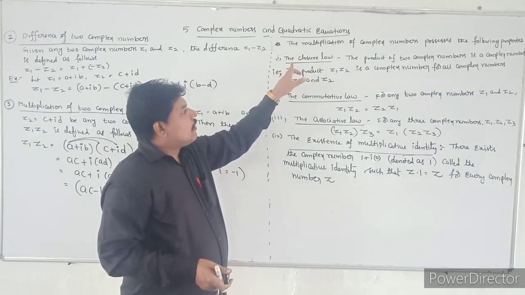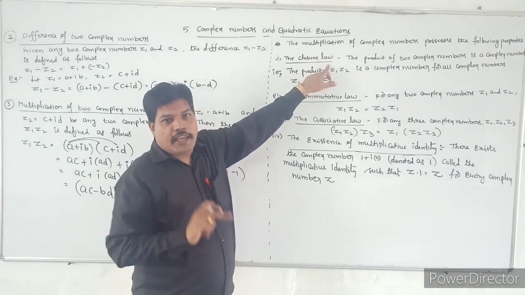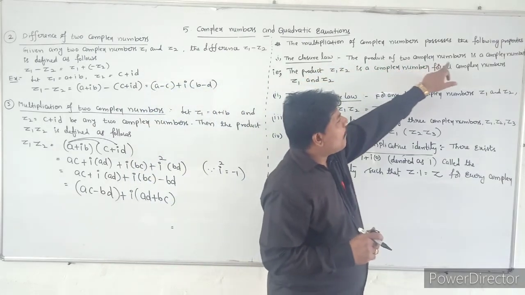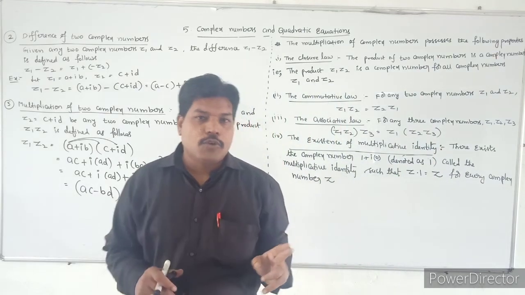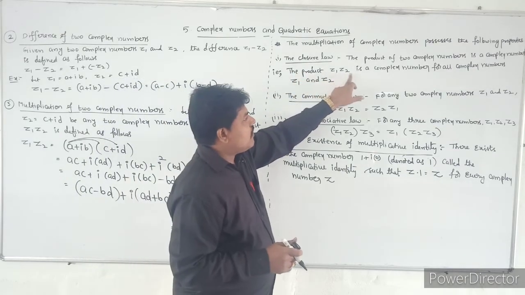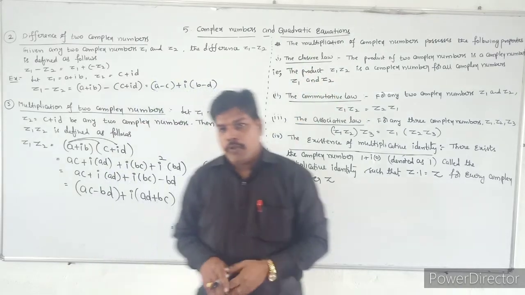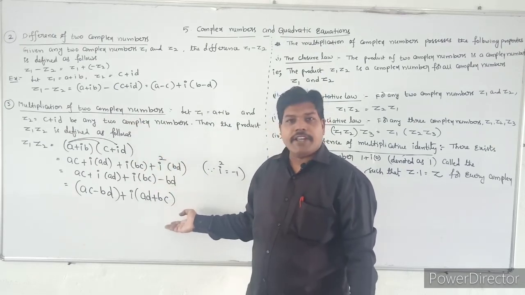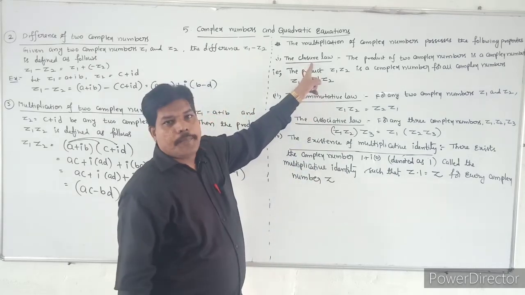What is that? The closure law. What is the closure law? In the addition also we have taken it. In the multiplication, what is the closure law? The product of two complex numbers is a complex number. That means if you take two complex numbers, the product is also a complex number. That is, the product Z1 Z2 is a complex number for all complex numbers Z1 and Z2. We are already given this here: Z1 and Z2 are two complex numbers, we multiply them, and we get a complex number. So that is called the closure law.